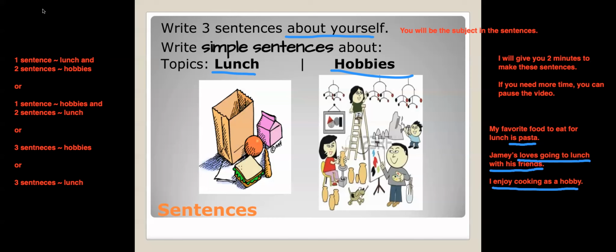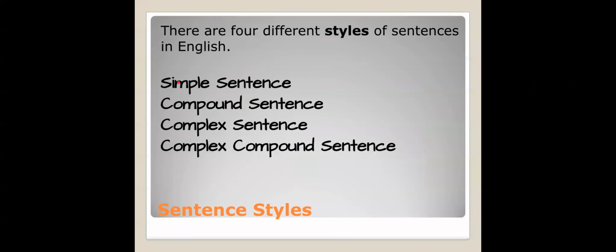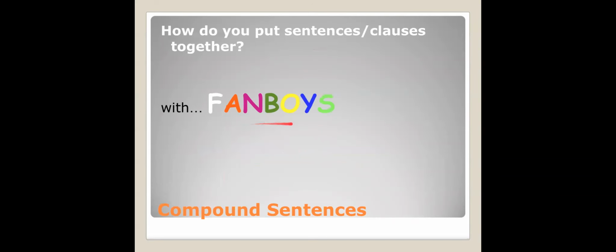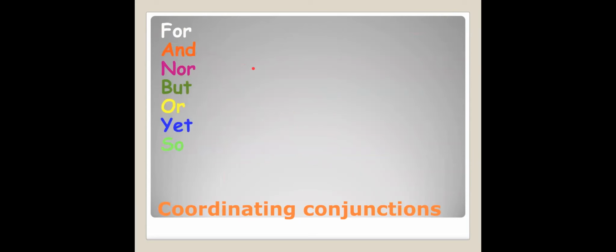And I want you to keep your simple sentences because you can use them later. Okay. All right, so there are four different styles of sentences in English. We have the simple sentence, and now we're going to go on to the compound sentence, okay? Compound sentences are basically just two simple sentences put together. Or another way to think about this is they are two independent clauses put together. This is actually more correct, but I like to tell students this too, because they're very similar, okay? And to put them together, we use fanboys. So fanboys are for, and, nor, but, or, yet, and so.